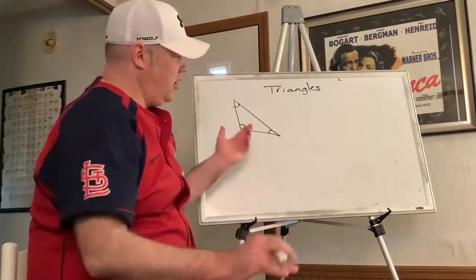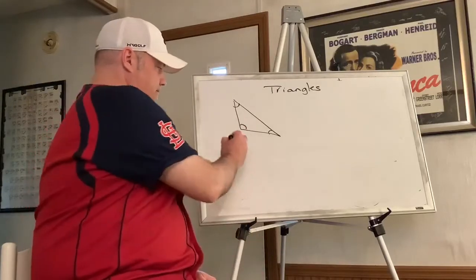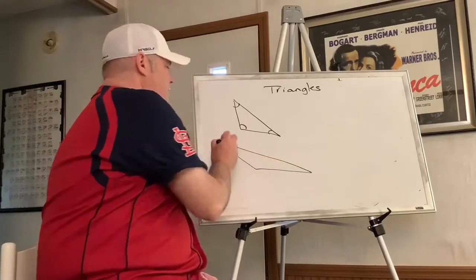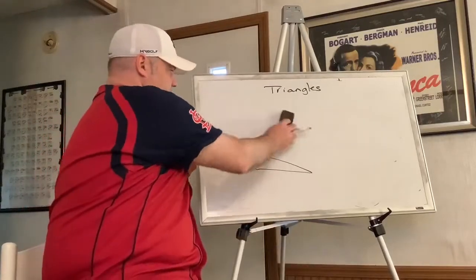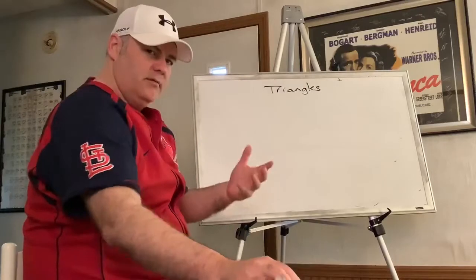And triangles can look all different ways. You can have a triangle look like this, you can have one look like that. They can look all different. So we're going to start in that realm of things.